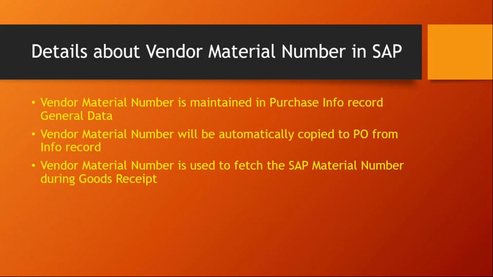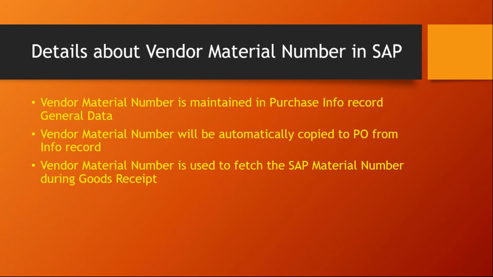I want to highlight the main importance based on my experience. Vendor material number is maintained in the purchase info record general data, and the vendor material number will be automatically copied to the PO from the info record. For example, if you have a vendor material number in the info record, when you create the purchase order, the system will automatically copy it and show it in the purchase order. The same you can display in the PO print based on the requirement. And the vendor material number is used to fetch the SAP material number during goods receipt.